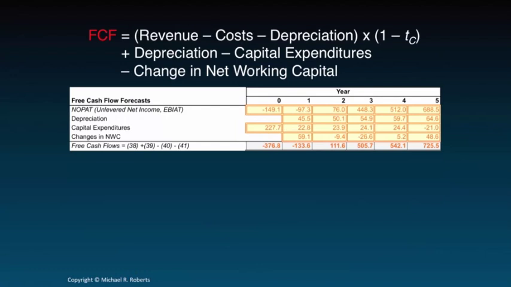Let's carry that NOPAT forward up to here. Add back in depreciation, subtract off capital expenditures, and subtract off the change in net working capital to get what we're really after, or ultimately after, which are free cash flows. These are the free cash flows to the project.